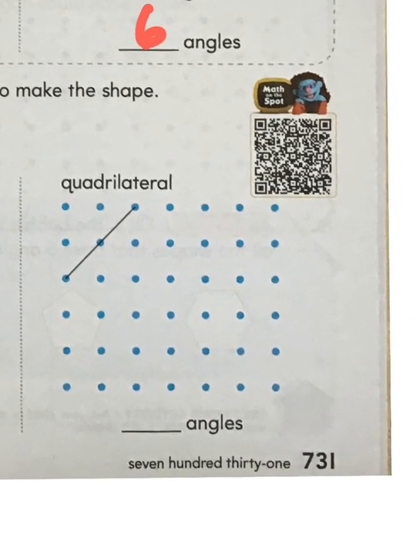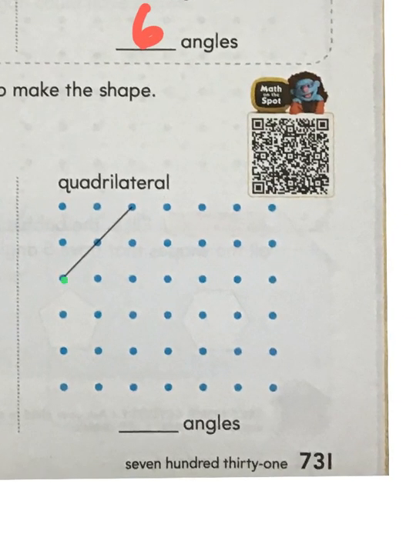Let's try the quadrilateral. Quadrilateral should have 4 sides because quad means 4. 1 side, 2 sides, 3 sides, 4 sides. And are there 4 angles? 1, 2, 3, 4. Yes, there are.